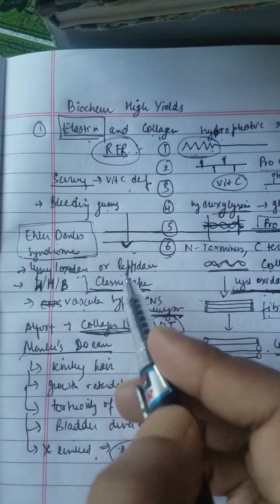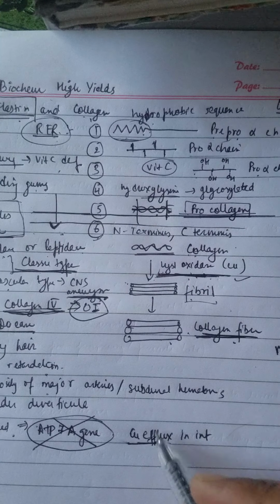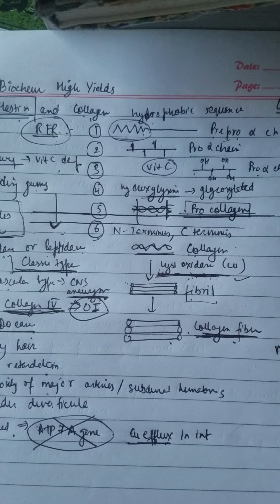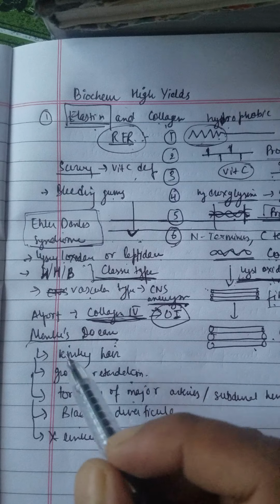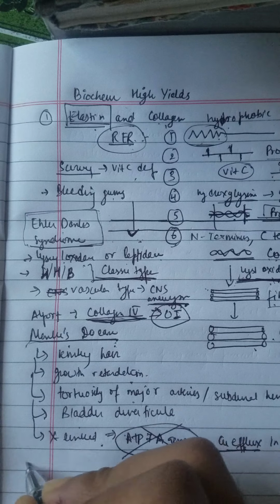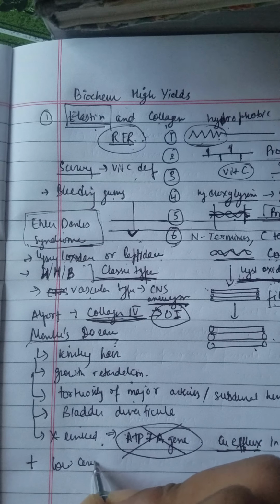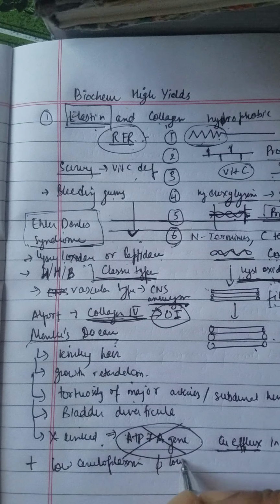In Ehlers-Danlos, our lysyl oxidase was defective, but here, due to deficient copper, the enzyme becomes defective in case of Menkes disease. So Menkes will show similar features of Ehlers-Danlos, but in addition, there will also be low ceruloplasmin levels and low copper levels.